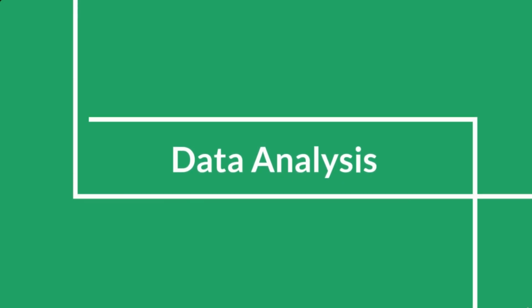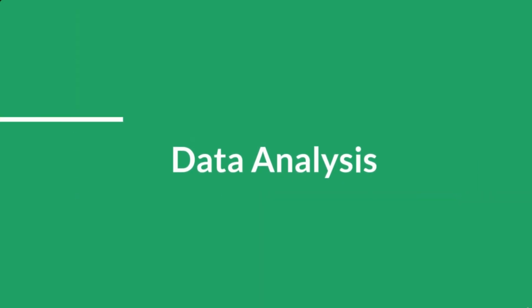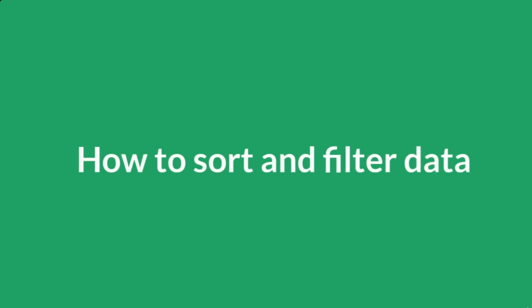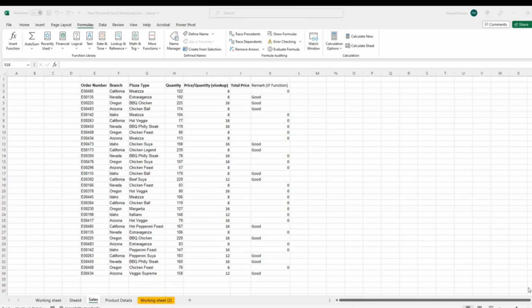Now let us move on to performing data analysis using Excel. Sorting and filtering in Excel are two powerful tools that can help you to organize and analyze your data. Sorting data allows you to arrange your data in ascending or descending order based on the values in a particular column. For example, you could sort a list of names in alphabetical order, or you could sort a list of numbers in ascending or descending order.